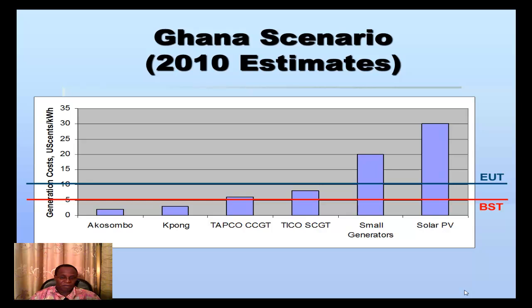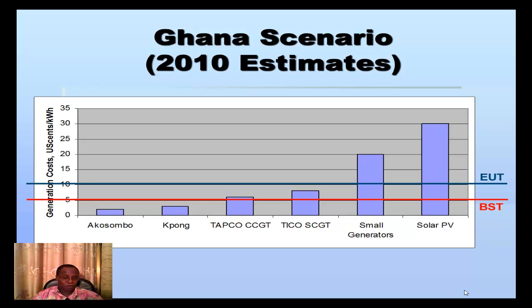Now, in this particular case, if we look at the end user tariff, we can see the end user tariff is higher than most of the thermals, than all the thermals, apart from small generators, and then also, of course, apart from solar PV. And then you can see the bulk supply tariff, which is really a kind of an average production cost between the thermals and the hydro.